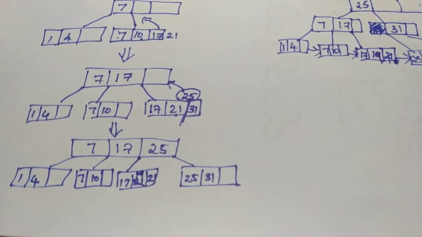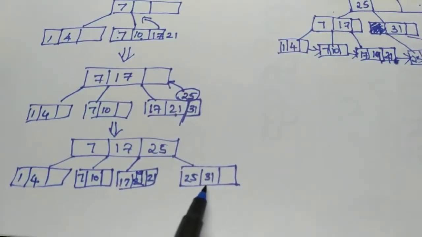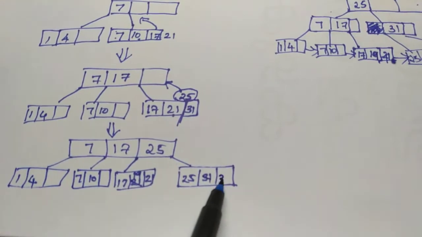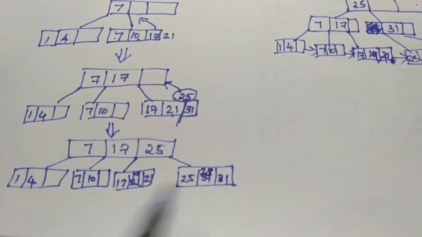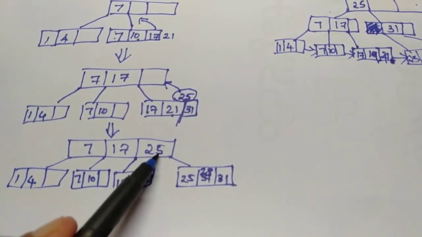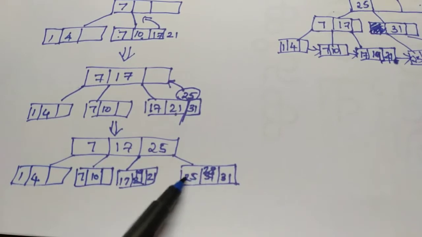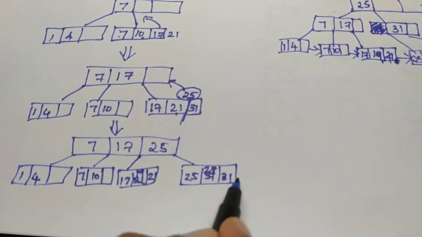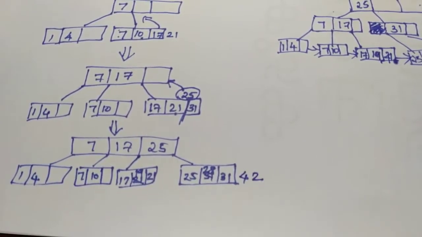So 19 is placed. What about 28? 28 can be placed over here. I simply put 31 over here and 28 over here. Now 42. I have a problem. 42 is greater than 25. This is completely full. So I need to place 42 over here.